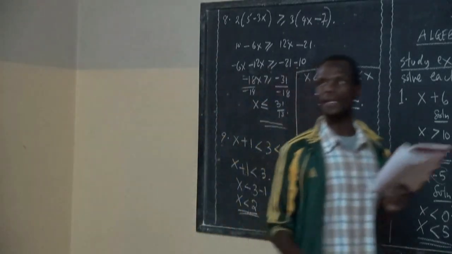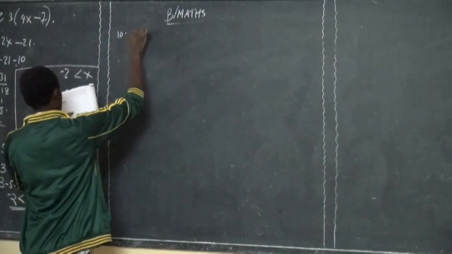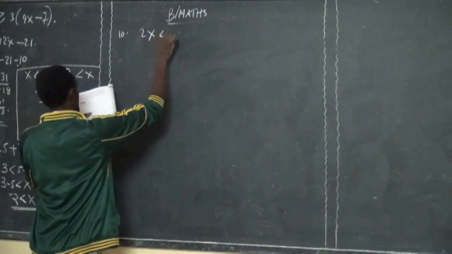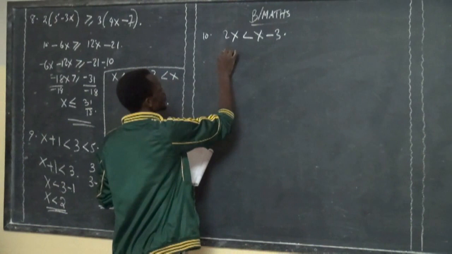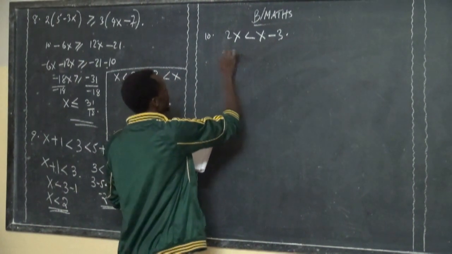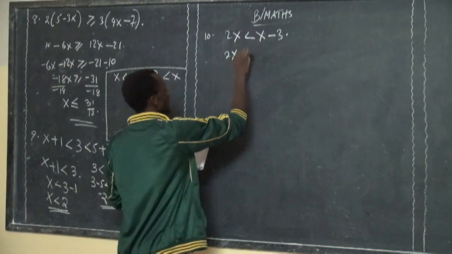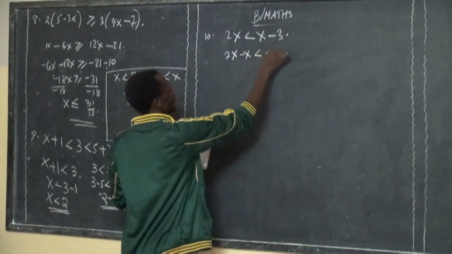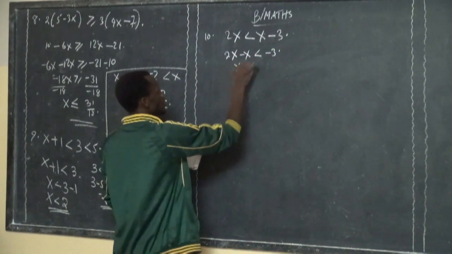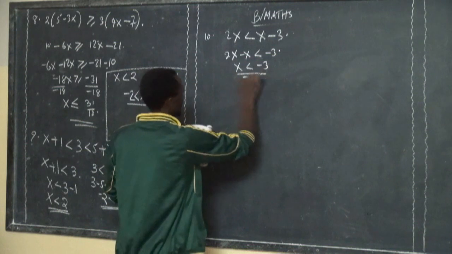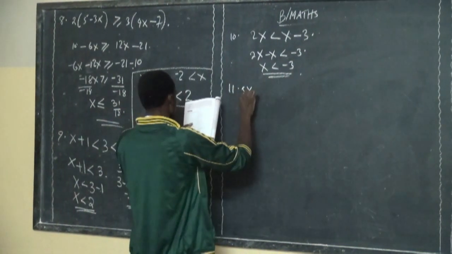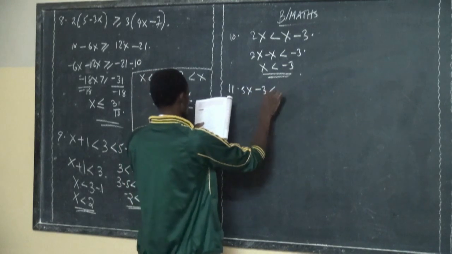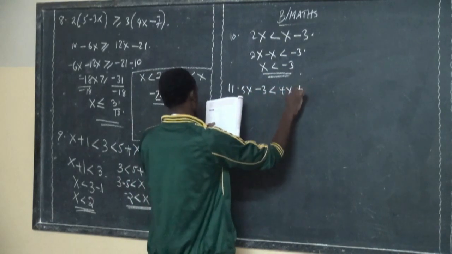Now let us see the next one. The other one was 2x is less than x minus 3. Now it is 2x, then minus x is less than negative 3. Now you have x is less than negative 3. Done.